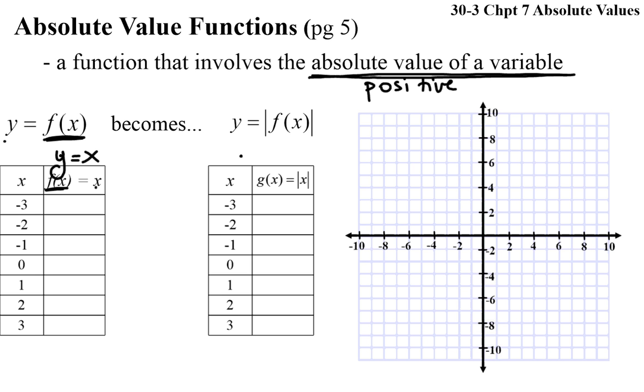So y is equal to x. So x is negative 3, y is negative 3. X is negative 2, y is negative 2. And that's all our first graph is, saying that f at x is x, so y equals x. So I can graph that. Negative 3 is negative 3. Negative 2 is negative 2.